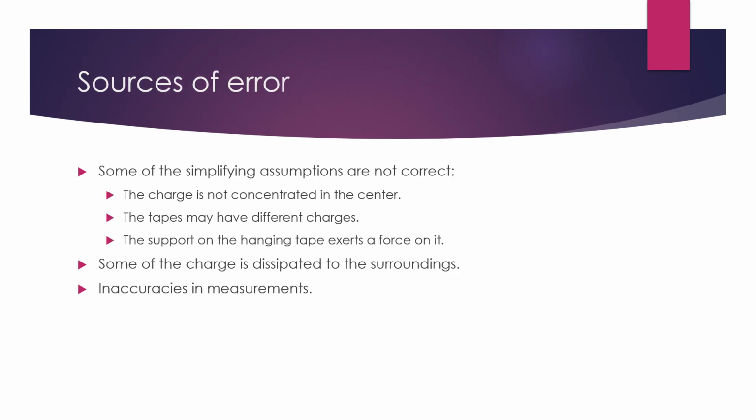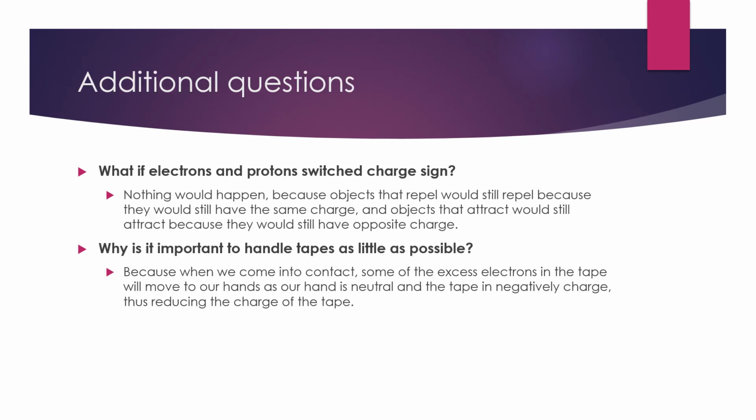Some sources of error lie in the fact that some of the simplifying assumptions are not correct. For instance, the charge is not concentrated in the center of the tape. The tapes could also have different charges. Furthermore, the support on the hanging tape exerts a force on it, but in the experiment we ignore this force. Also, some of the charge is dissipated to the surroundings and the measurements may have inaccuracies.